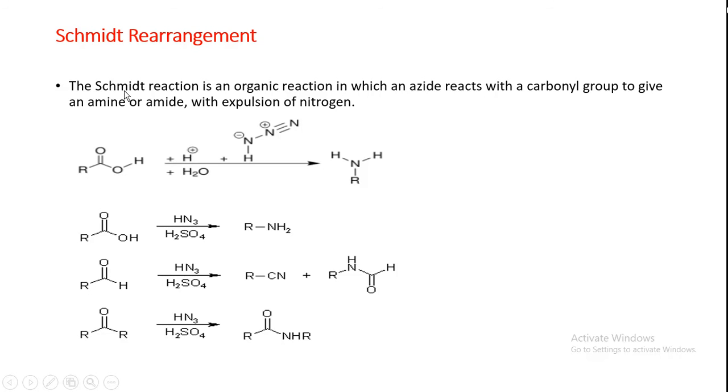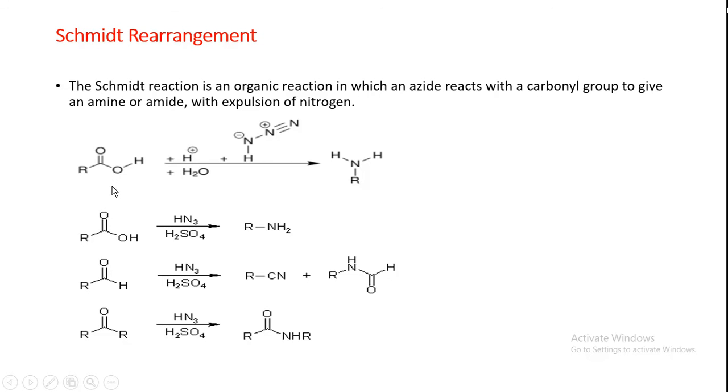So next, let us start the Schmidt rearrangement. The Schmidt rearrangement is an organic reaction in which an azide reacts with a carbonyl group to give an amine or amide with expulsion of nitrogen. So one nitrogen will be expelled from this azide, N3H, and as a result the carbonyl group will give either an amine or an amide. You see this is R C double bond O OH, a carbonyl group, in the presence of acid and this azide, N3H. This structure and this structure are the same, so it will give RNH2, that is an amine.